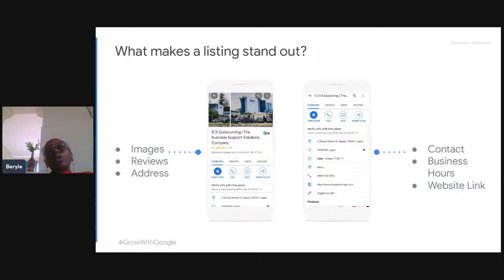All right. And also the contact. At the end of the day, you want people to contact you. All right. So make sure you include your contact. Is it email? You want to be contacted by email or phone number? Do you have a WhatsApp business number? Include all of this on your listing.